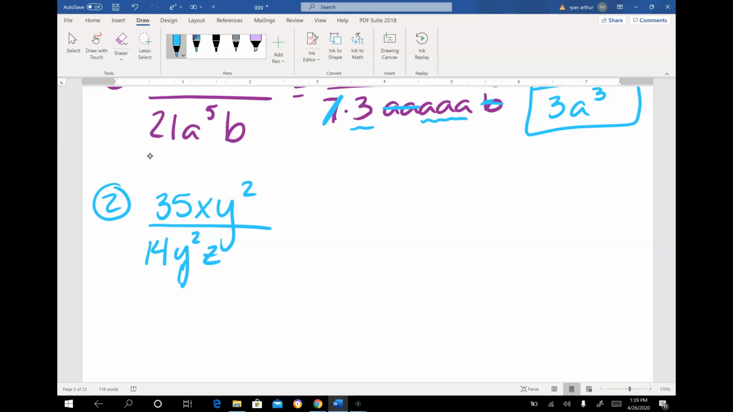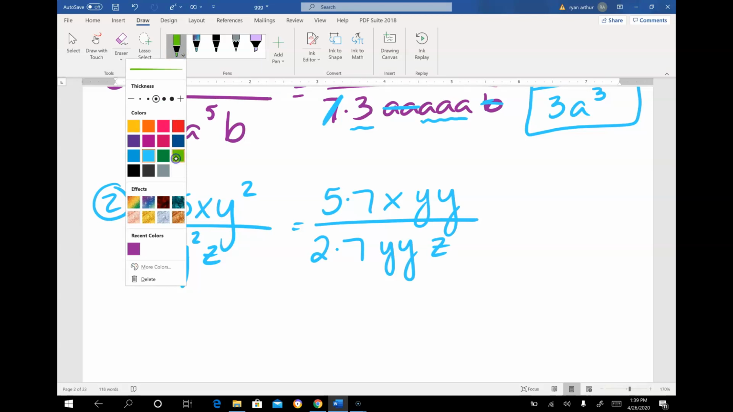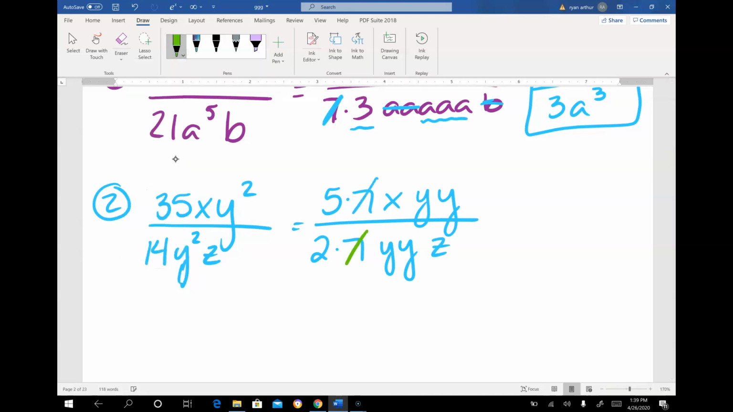All right, so 35 can be factored as 5 times 7. X is just x, and y squared is 2 y's. Okay. 14 is 2 times 7. Y squared is y times y, and then you have just your z. All right, so now I'm going to go in there and cancel. I can cancel the 7 out, right? Can't cancel the x out. I can cancel both the y's out. Can't cancel the z. So I have 5x over 2z.